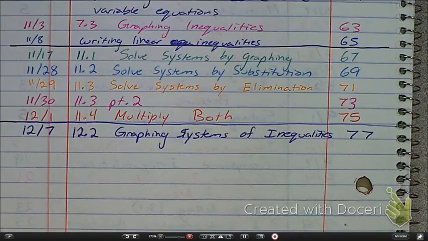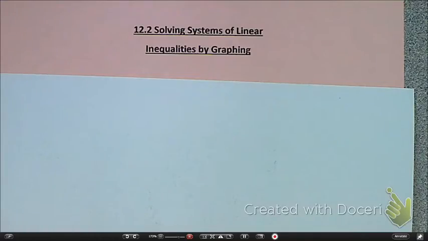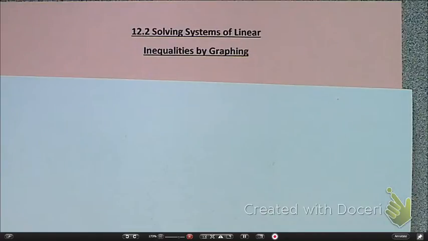We should be copying this down into our table of contents. Today's notes are 12.2 Graphing Systems of Inequalities. Your notes will be on this pink sheet. If you have two different color highlighters, that would be great. It'll help you see the solutions better when we're done.